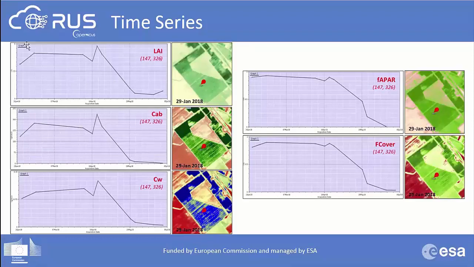So, for example, here in the beginning, we have the leaf area index and how it develops between end of January to end of June for this pixel that we have indicated here. Then we have the same for the chlorophyll concentration or chlorophyll content, for the water content, for the FAPAR also, and for the F cover. Okay, so this is just to show you the time series.